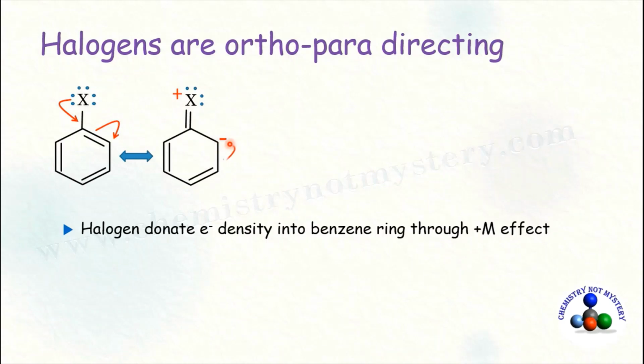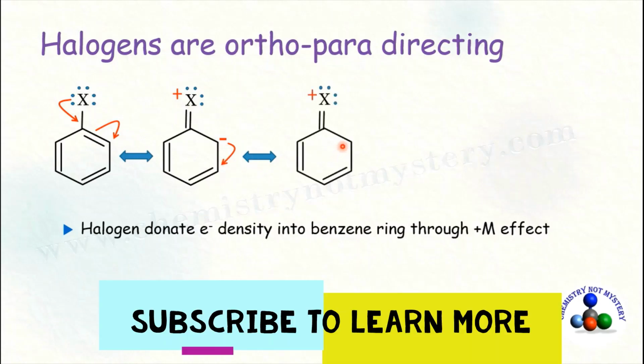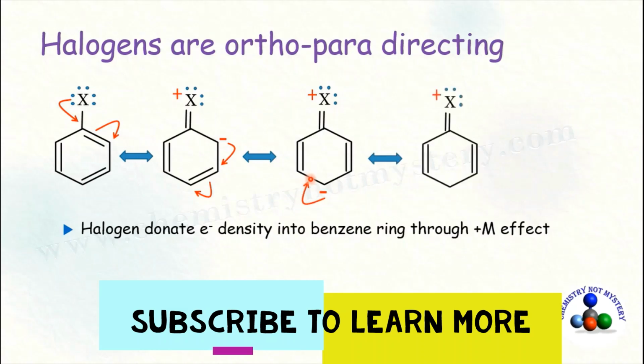Now this negative charge is transferred between these two carbon. As a result of it, double bond is formed between these two carbon. Now this carbon becomes pentavalent. To maintain its tetravalency, it transfers this double bond to the next carbon. And as a result of it, negative charge is developed over this carbon. Now again, this negative charge is transferred between these two carbon, and as a result of it, double bond is formed between these two carbon.